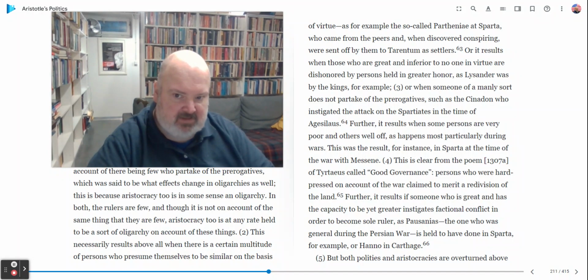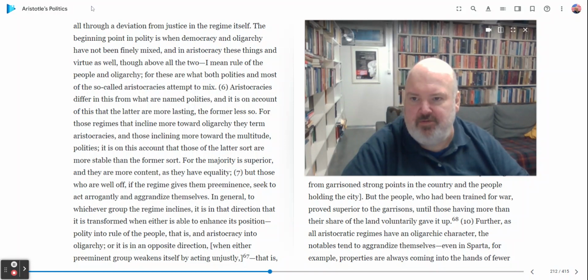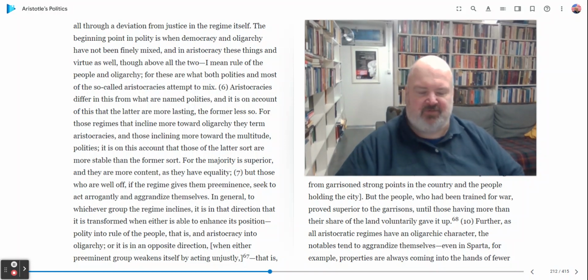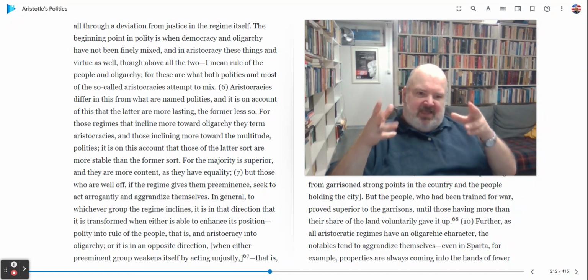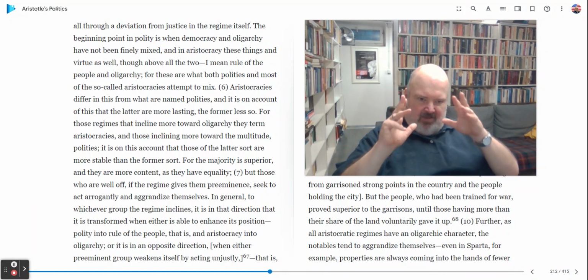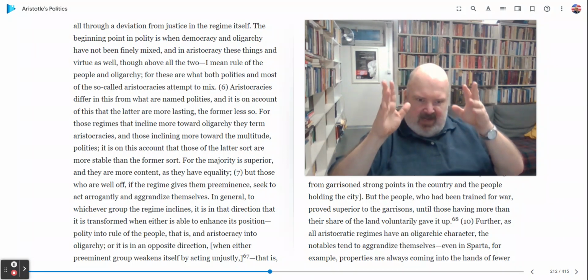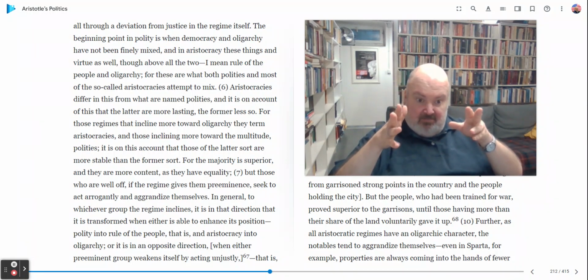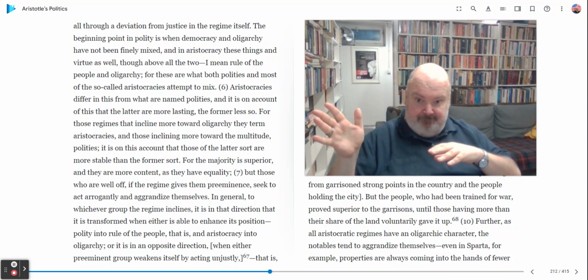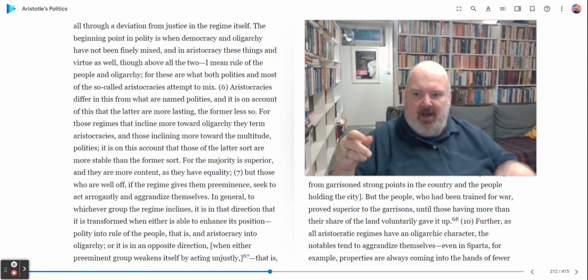But both regimes, politeias, and aristocracies are overturned above all through a deviation from the justice in the regime itself. So, in other words, what is the claim of justice the regime makes that justifies itself? Once there's a deviation from that justification, that sense of justice, that identifying view of justice, then the regime changes. That's the whole point.